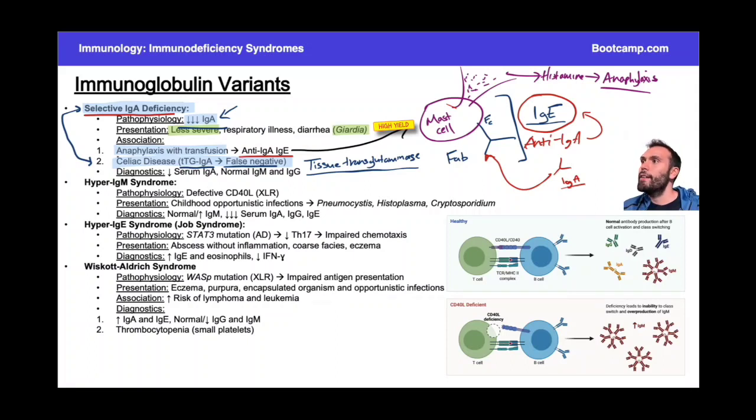Now, in terms of the diagnostics here, again, of course, the big point is serum IgA is going to be low. Should your other antibodies be low? No, right? This is going to help you differentiate this from some of the other B cell disorders. Remember, if I knock out B cells, I'm going to essentially knock out all of my immunoglobulins like we talked about in the last video. But here, the other immunoglobulins are just fine. We're really just talking about IgA.